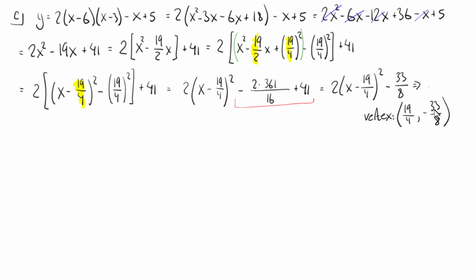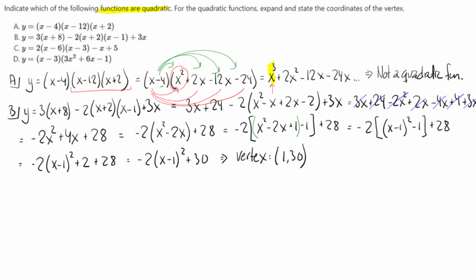And then finally, let's do d as well. So actually, I might be able to go back here now. We can fit d here. We have y equals (x minus 3)(3x squared plus 6x minus 1). Now, when we expand this, you take this x here, and you multiply it by each of the terms in the trinomial.